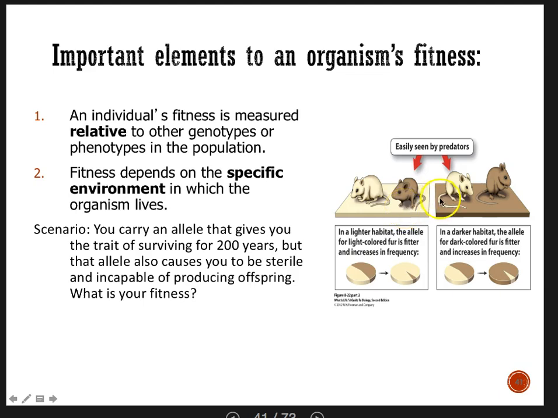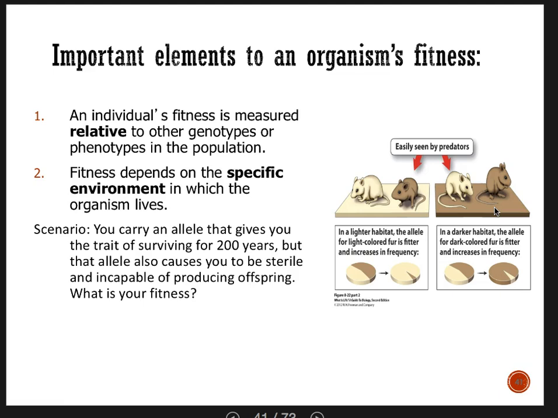But of course, in a darker background, the darker colored mouse is the one that's going to survive to reproduce better. So in the light background, the relative fitness of the light mouse is greater, but in the dark background, the relative fitness of the dark mouse is greater. So it's all relative to the specific environment that the organism lives in.